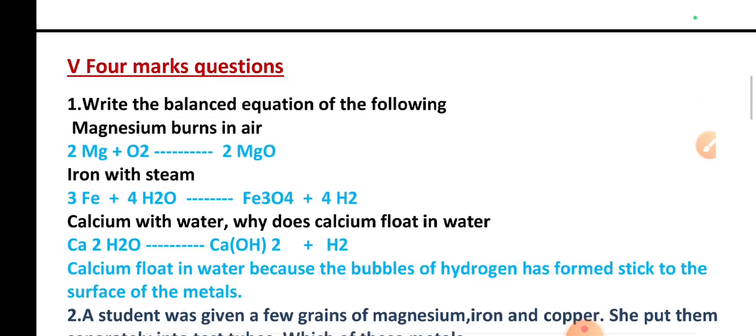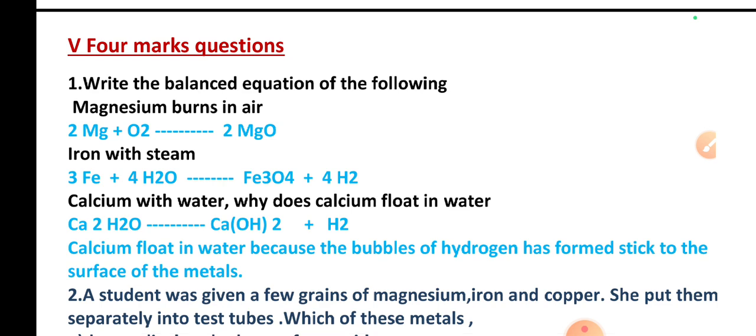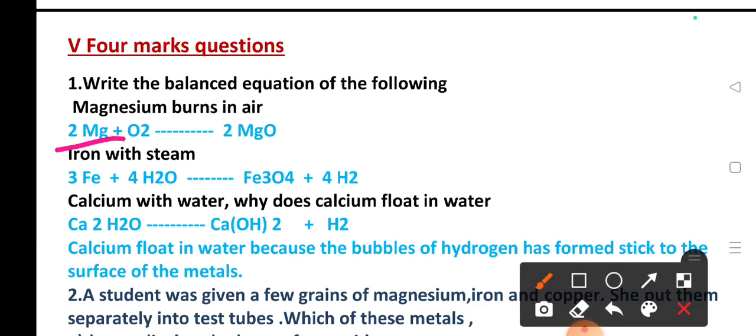Okay, now we are going to discuss 4-mark questions. Write a balanced equation for the following. For example, magnesium burns in air. Magnesium burns in air means it absorbs oxygen from the environment, and what product does it give? It gives magnesium oxide. To balance, we took 2 on the LHS and also on the RHS. How many oxygens are there? Here also 2.